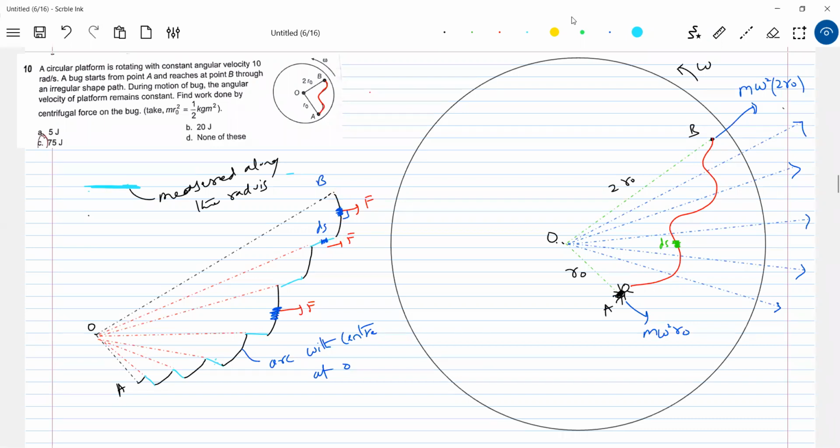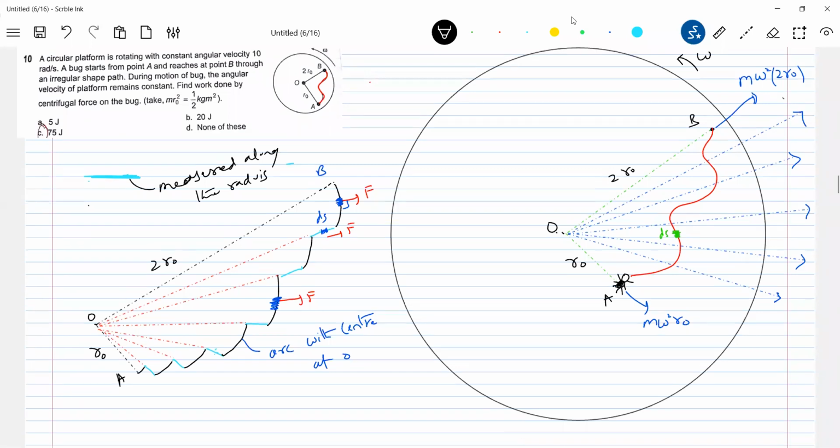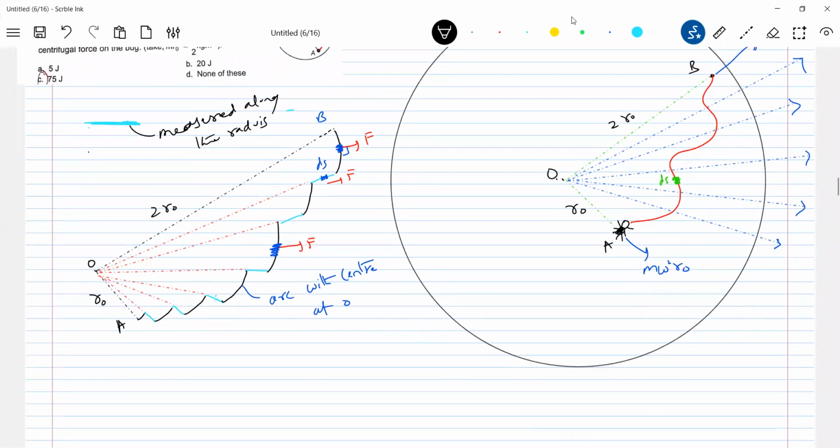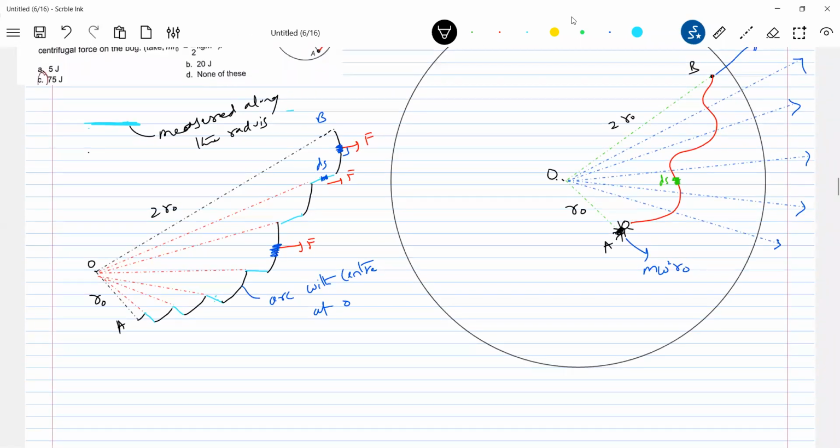So it is moving in a curved path. I am just assuming mathematically like this. So what is the distance? This is R0. This is 2R0, no? Can we bring any formula? Let me choose some arbitrary path R. So the force is what? F equal to m omega square R, no?